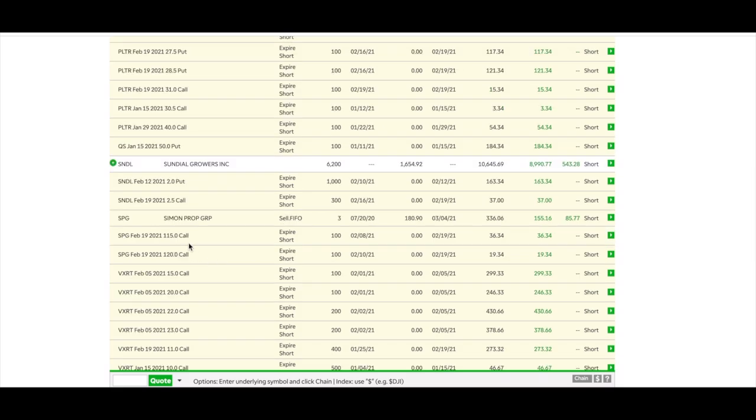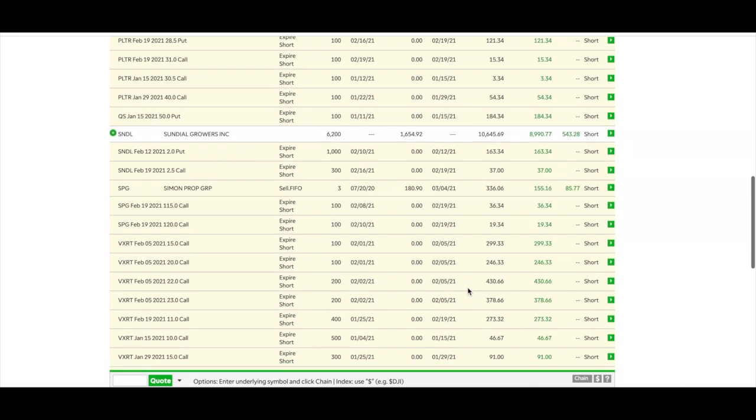Do we have covered calls here as well? Vaxart. So when Vaxart went up to $23, the IV was very high. So I sold covered calls on them, but the stock price went down. So I am still holding on to Vaxart at a loss right now, but I was able to collect all these premiums, which reduced my cost basis.